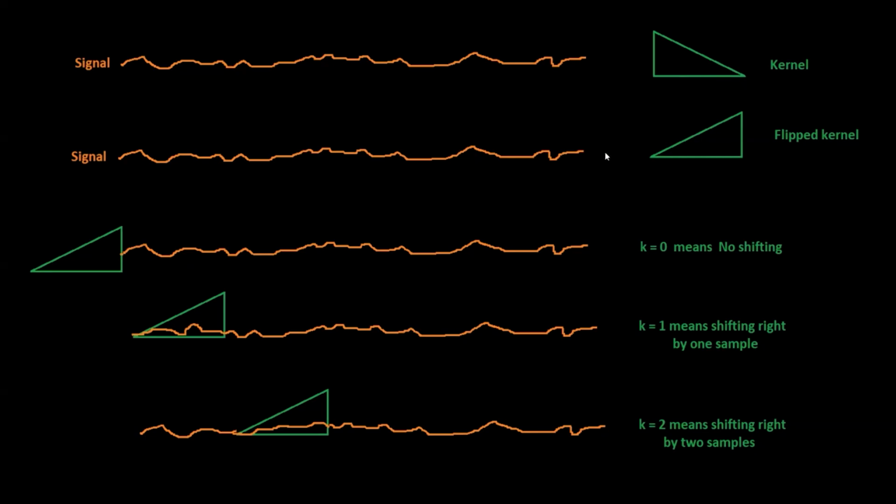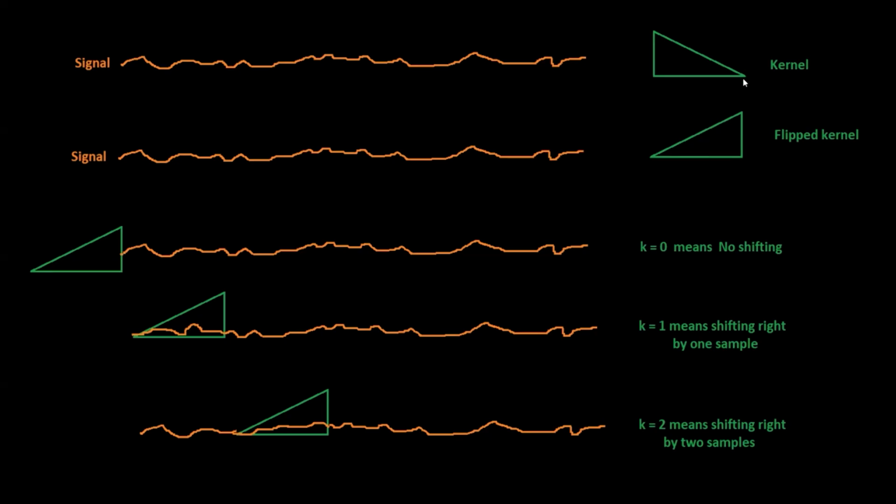Here, you can see both the original kernel and its flipped version. The flipping is done like this. Suppose this vertex, where the 90-degree angle is formed, represents 0, and the samples on the right side are positive. After flipping, all the positive samples become negative because 0 stays in its original position, while the positive samples move to the left and become negative.